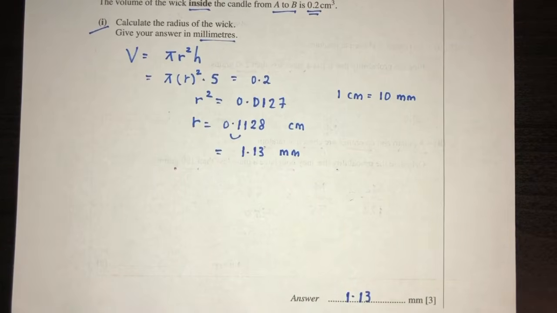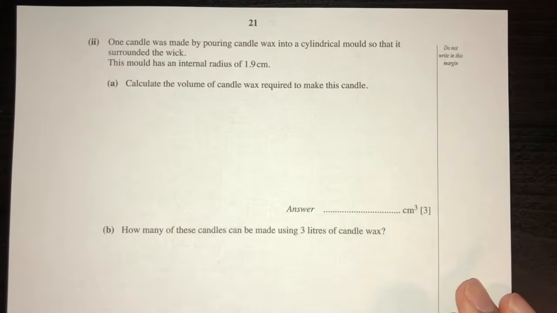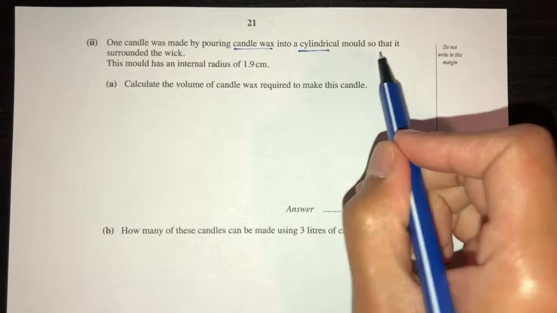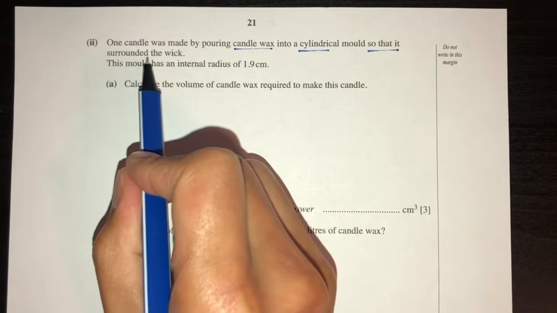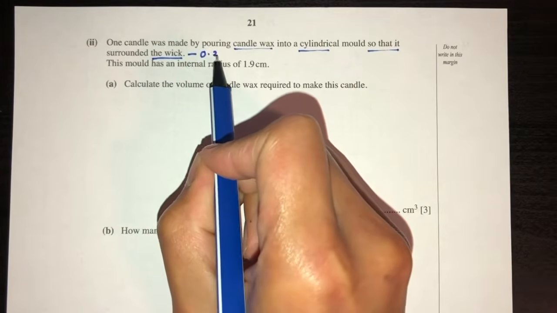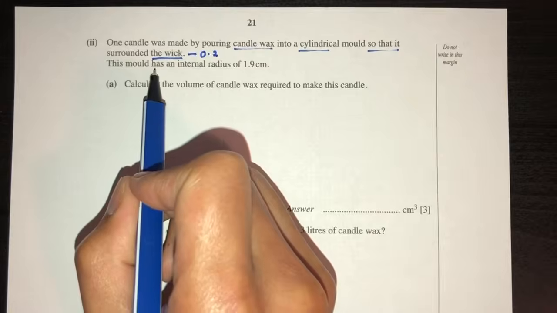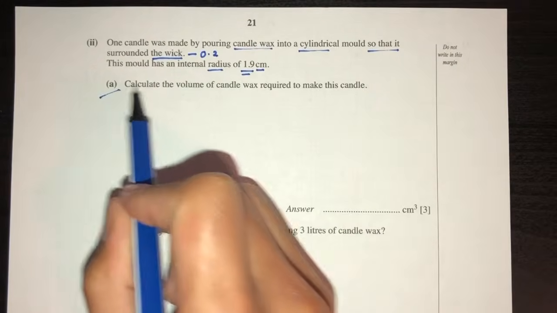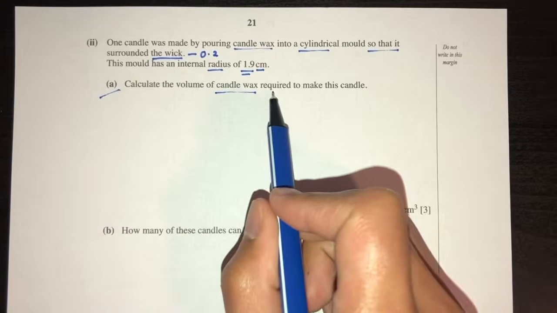Now let's move on to part 2. It says one candle was made by pouring candle wax into a cylindrical mold so that it is surrounded by the wick. Now we know the volume of the wick is 0.2. The mold has an internal radius of 1.9 centimeters. Calculate the volume of the wax required to make this candle.